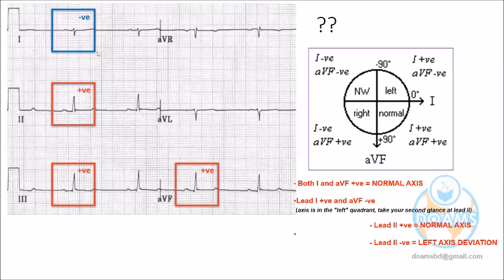Here, is it right or left axis deviation? If you compare lead I and aVF, the right side is positive and the left side is down. So my right thumb is going up, aVF is going up. So it is right axis deviation. But you need to know the additional information also. Remember it.